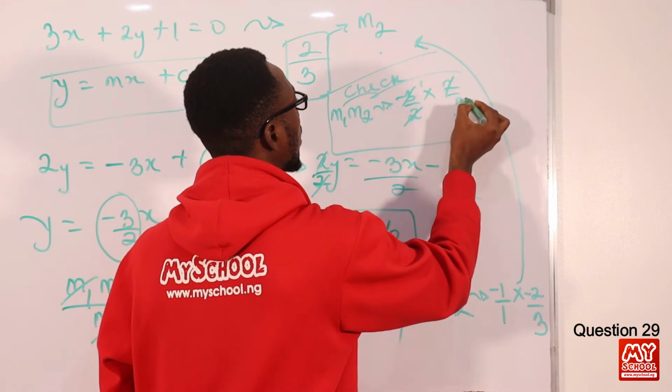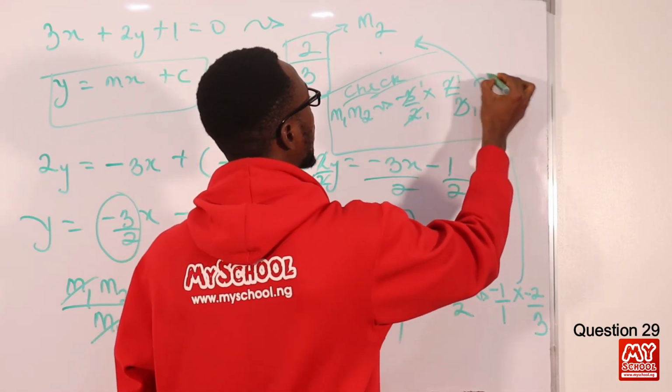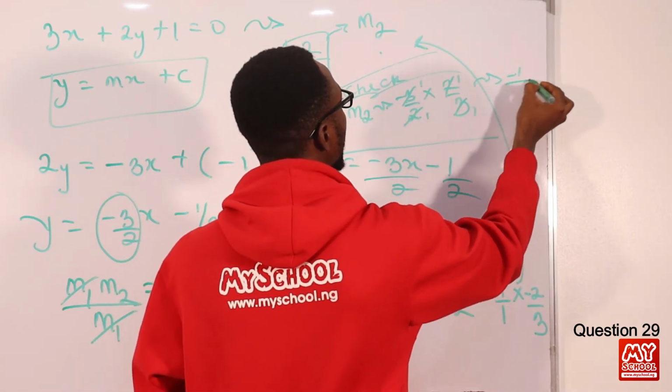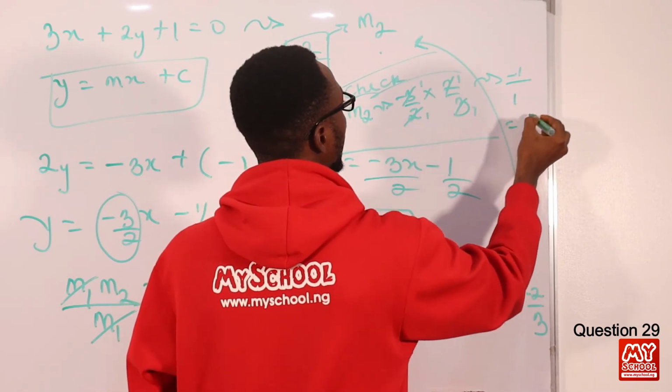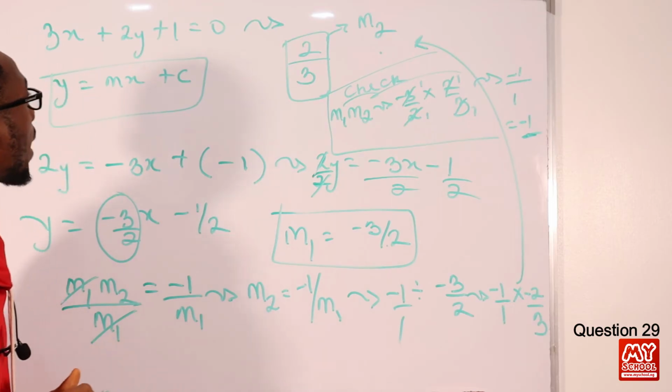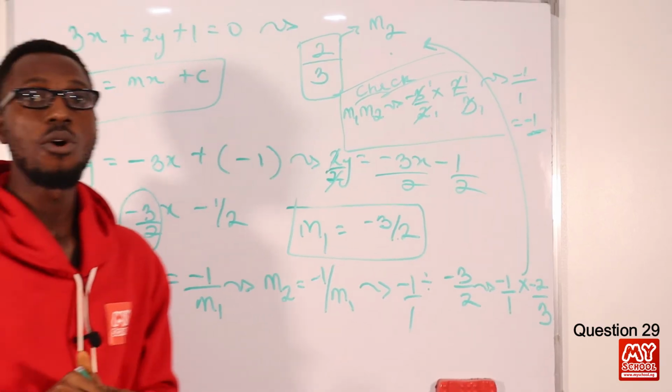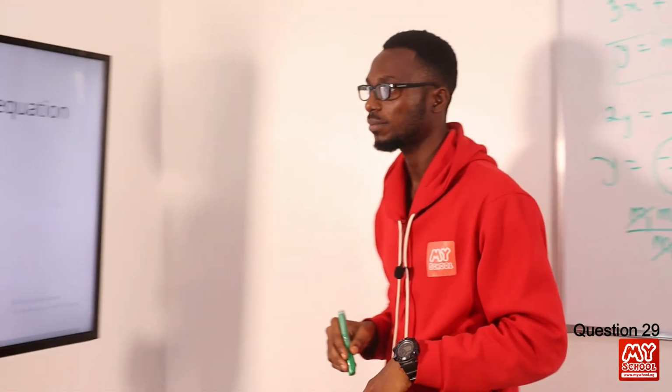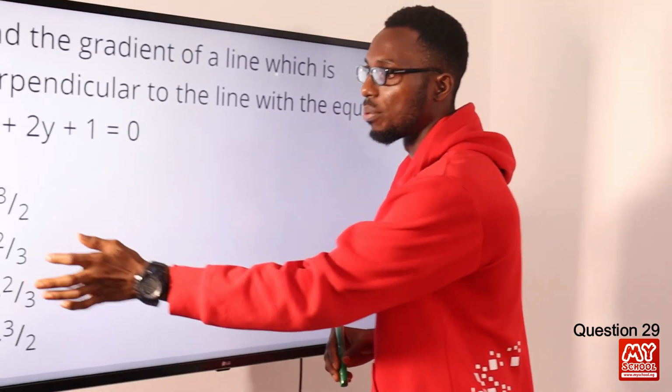This is 1, this is 1. So at the end of the day, minus 1 times 1, I have minus 1 over 1 times 1. So we see minus 1. So it's very valid. So let's go back to the screen to point out 2 over 3. Very well. Option B is good to go.